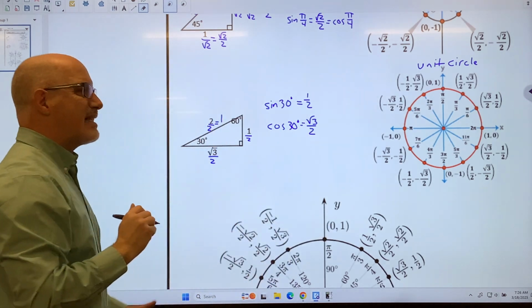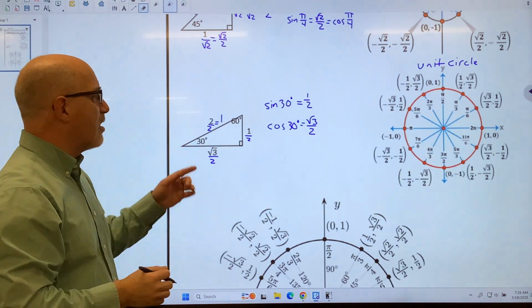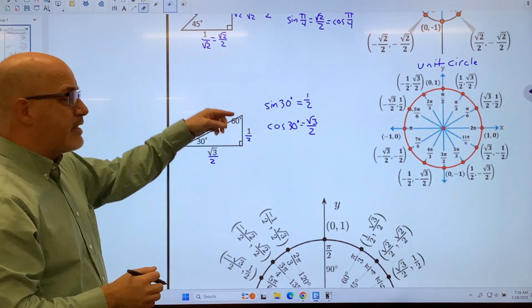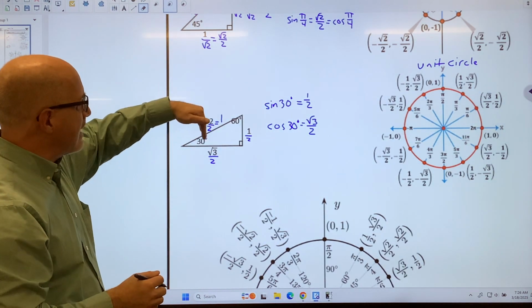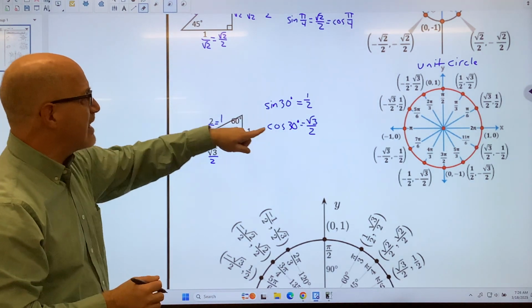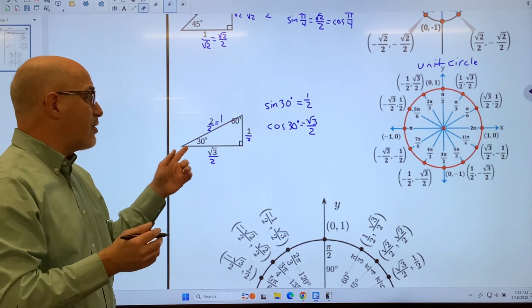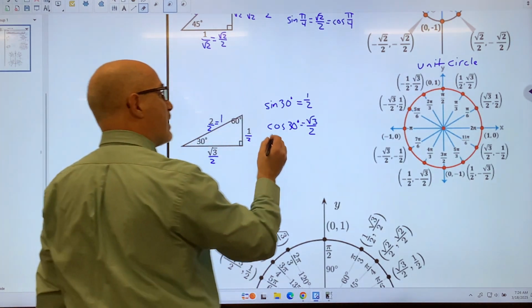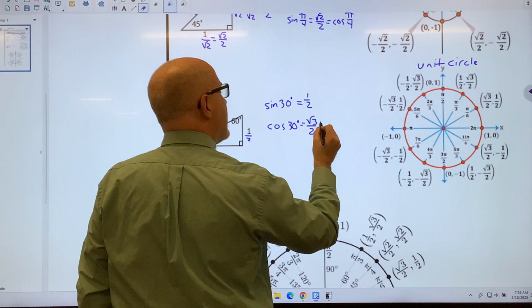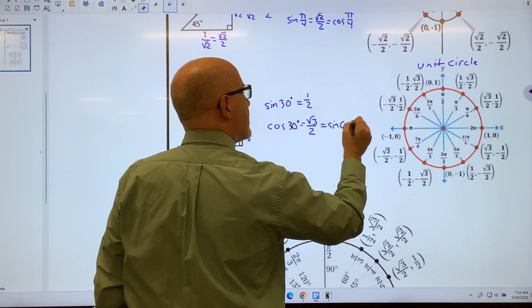Now, let's look at the 60 degree angle and what the sines and cosines are in this triangle. Well, if you look at 60 degrees here, you go opposite it, and you're going to go with square root of 3 over 2 over the 1. That's the same as cosine of 30. That makes sense because 30 and 60 are complementary, so the cosine of 30 is going to be the same as sine of 60 degrees.